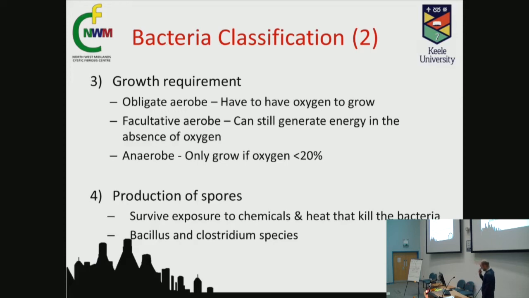The final stage of bacterial classification is about the production of spores. So some bacteria produce spores under stress, and it's basically a survival mechanism. Certain bacteria, if they're exposed to toxic chemicals or heat, will produce spores as a way of surviving, because they know that that heat or those chemicals are going to kill the bacteria. Those spores can then survive for long periods of time, and enable it to regrow at a subsequent time when conditions are more appropriate or more suitable.